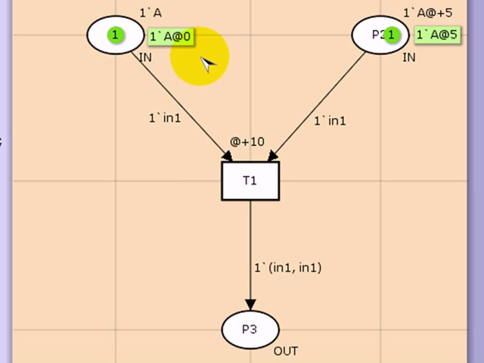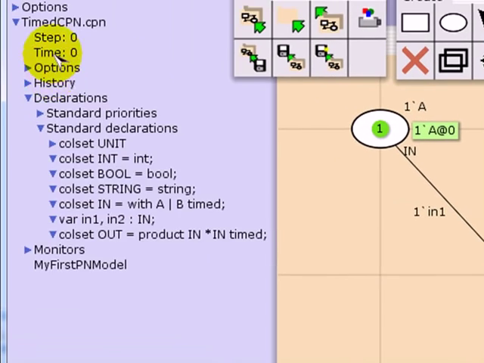And so what I have is a token in P1 that is available at time 0. I have another token in P2 which will be available at time 5. And now if you look, T1 is not enabled. It does not show that it is enabled at this time. What time is it? We need to go and check the time attribute in the index. It says time is equal to 0.